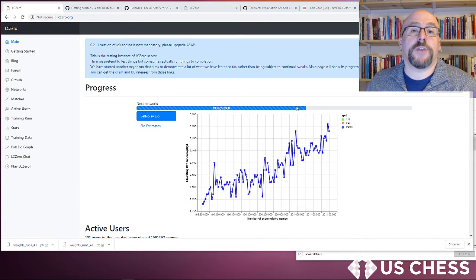So if you're interested in doing that, you can read the materials on lczero.org. I'm not going to go into it here today, but it's not very hard to do if you do want to get involved. Now, let's say you want to get this thing running. So what do you need?